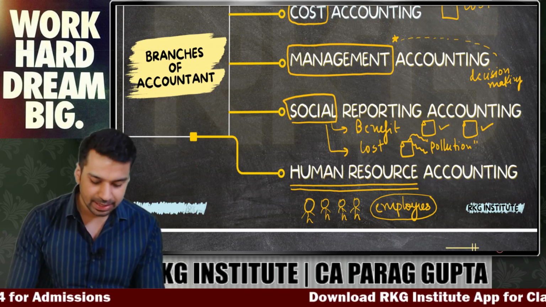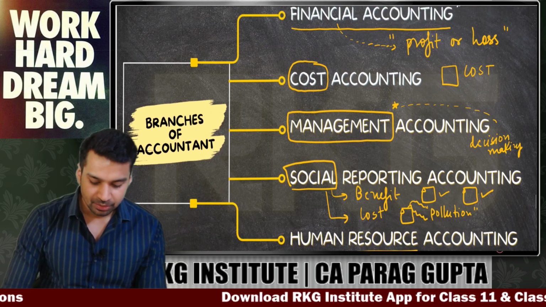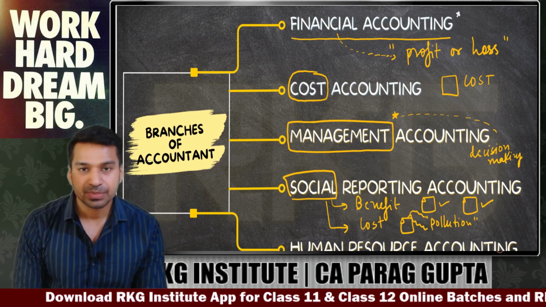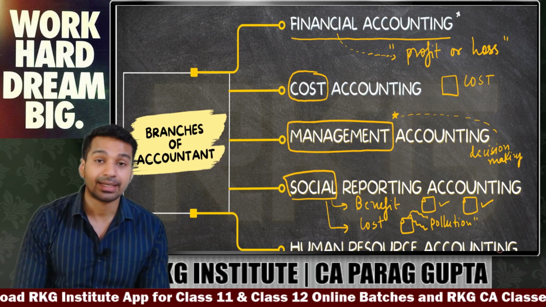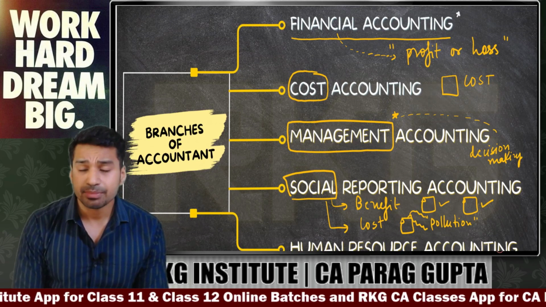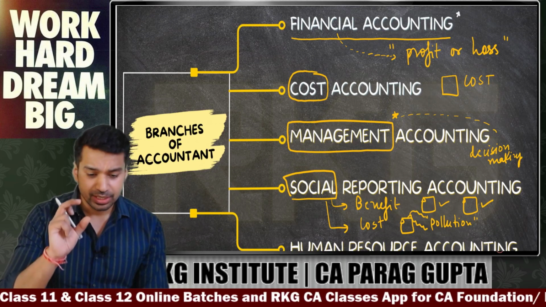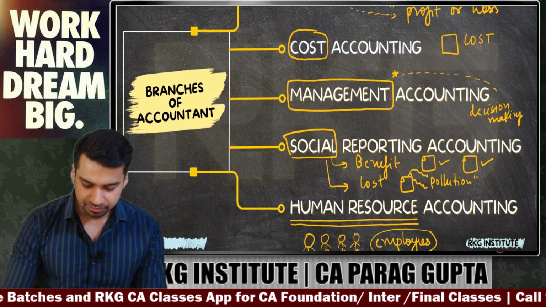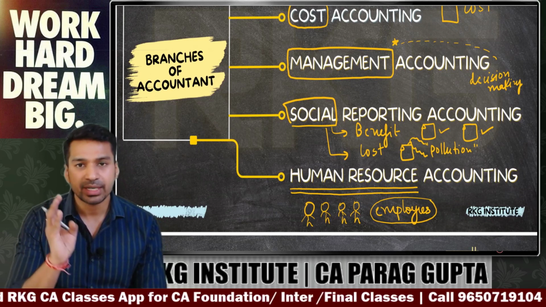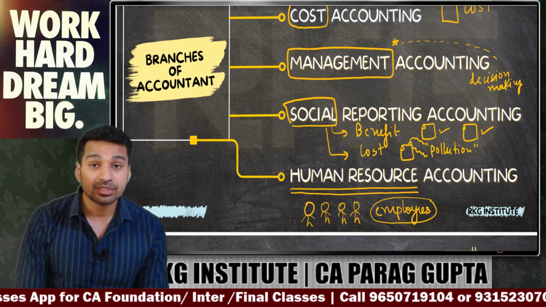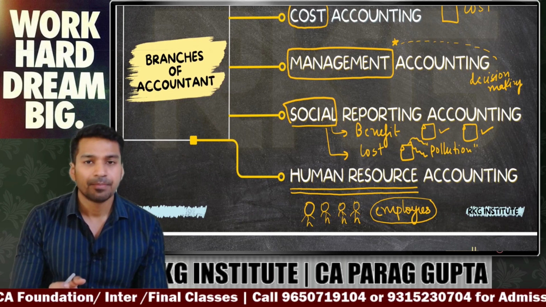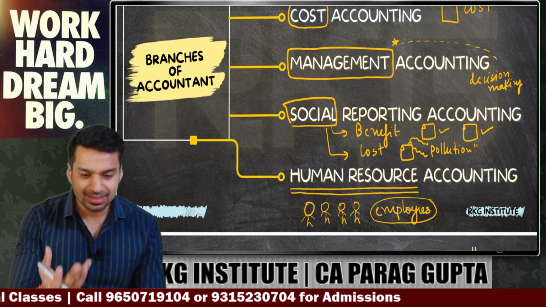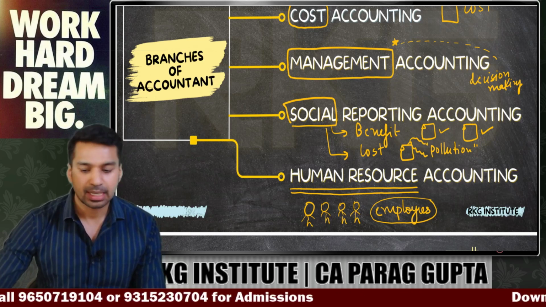So we can conclude that there are 5 branches of accounting. One is financial accounting. The keyword is identifying profit or loss. Second is cost accounting. The keyword is identifying the cost of the product. Third is management accounting. The keyword is which helps the management in decision making. Fourth is social reporting accounting, where we account for the social benefit as well as the social cost. And fifth is human resource accounting, where our concern is valuing our employees, our human resource. So these are basically the 5 branches of accounting.